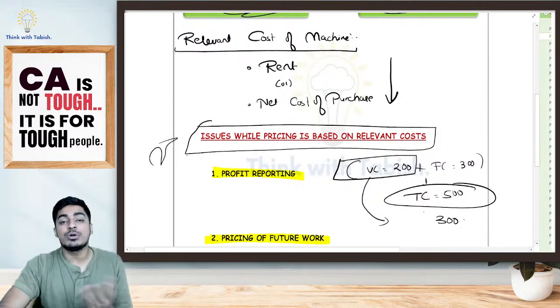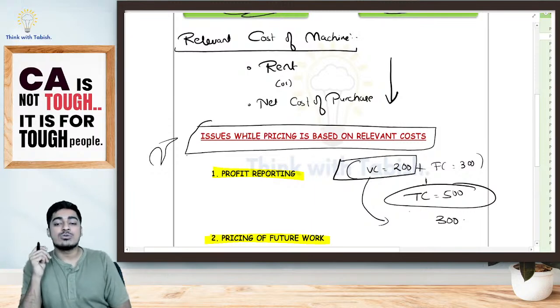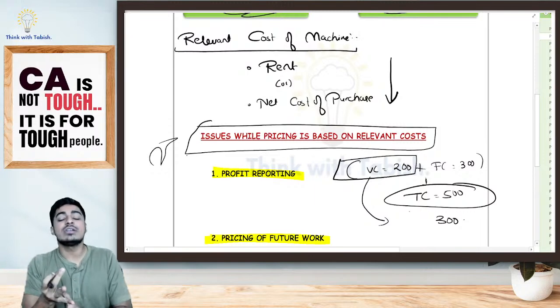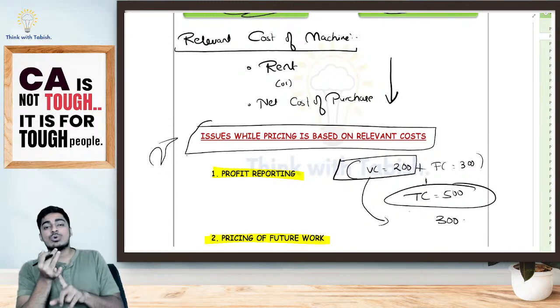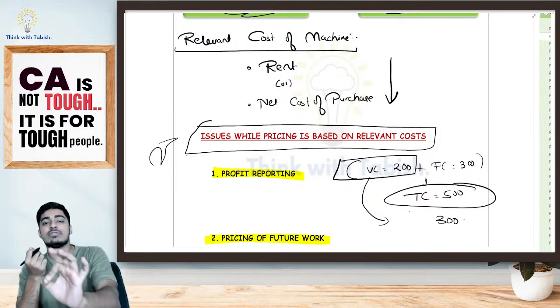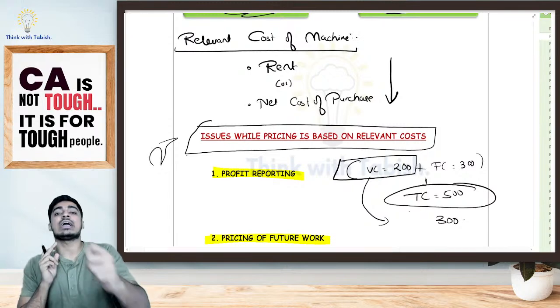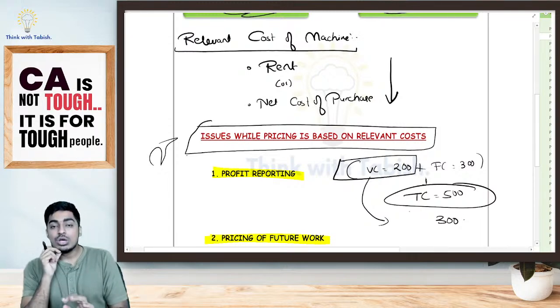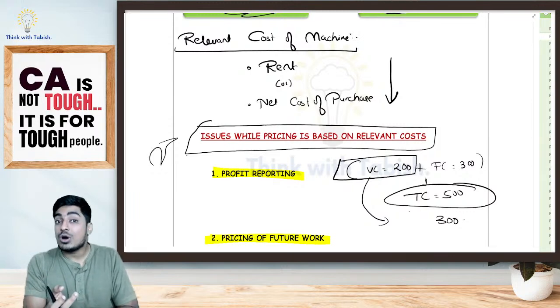But profit reporting, how will profit reporting happen? How will accounting happen? What will be shown in accounts? Accounts will show revenue is 300, cost is 500, 200 rupees loss. So profit reporting could be an issue. What we are telling is, decision would be based on relevant cost, however, profit reporting would be based on normal accounting practices. So the profit shown would be lower, or sometimes there would even be a loss.